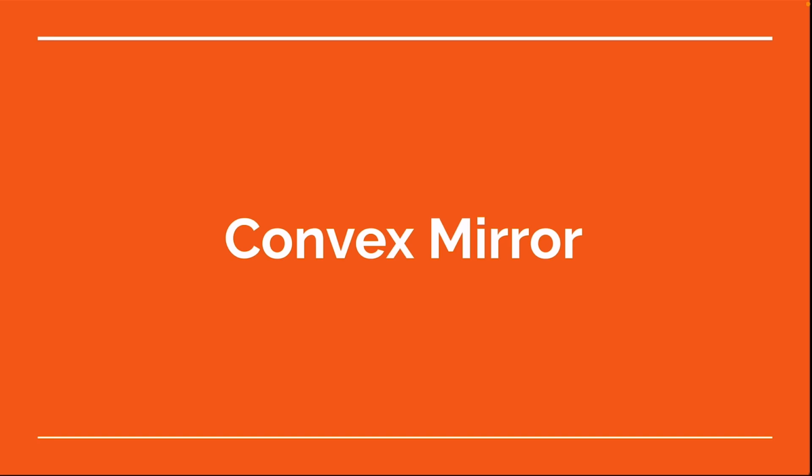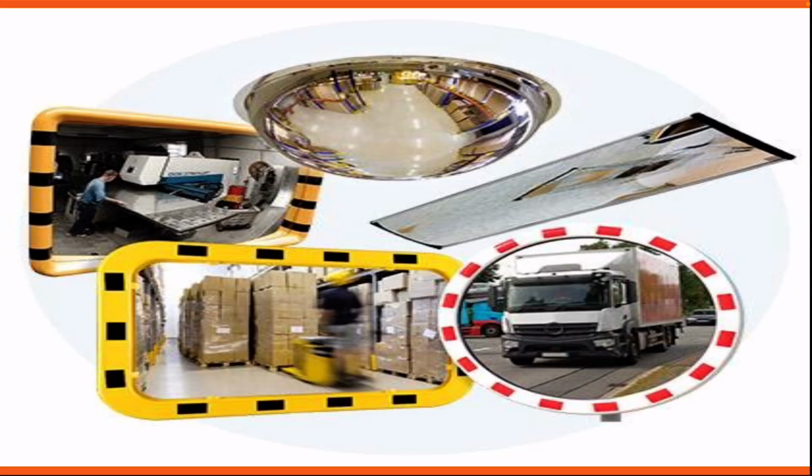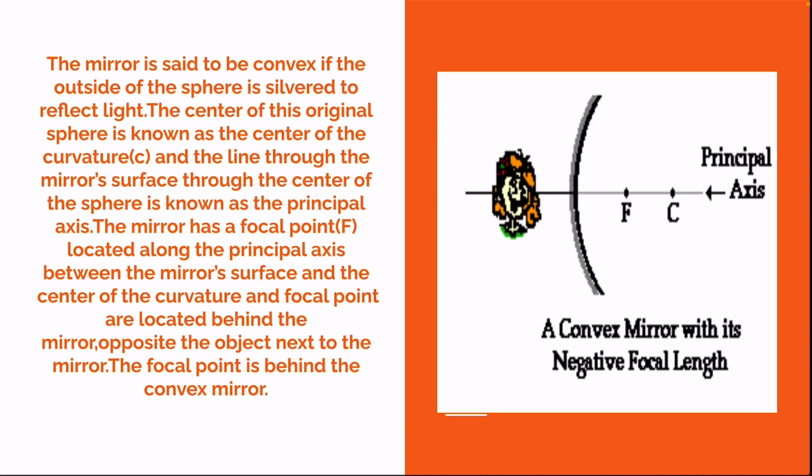And let's talk about convex mirror. The mirror is said to be convex if the outside of the sphere is silvered to reflect light. The center of this original sphere is known as the center of the curvature, and the line through the mirror's surface through the center of the sphere is known as the principal axis.